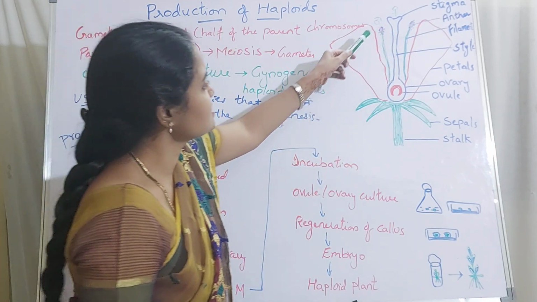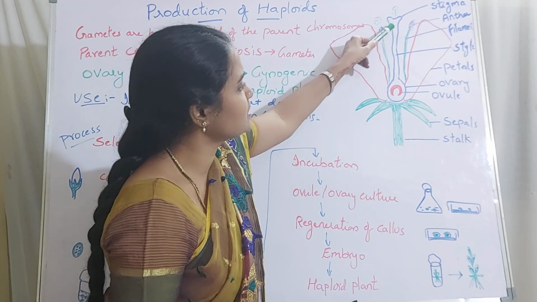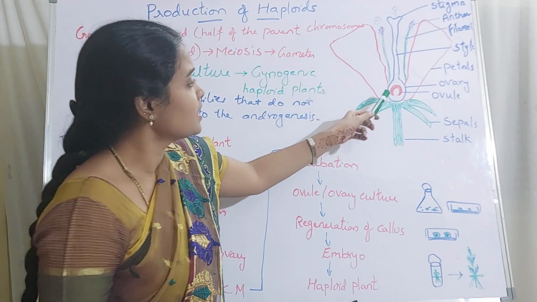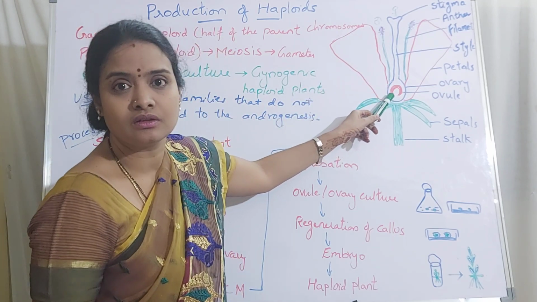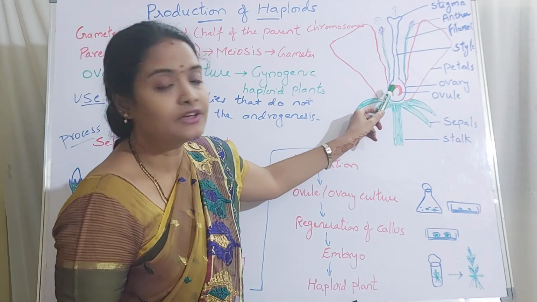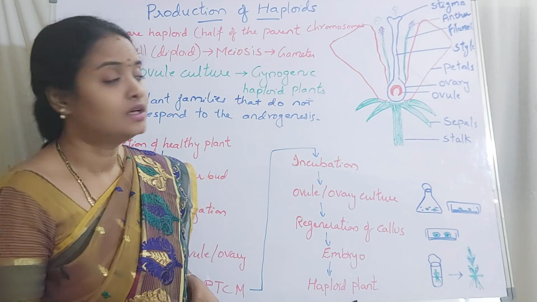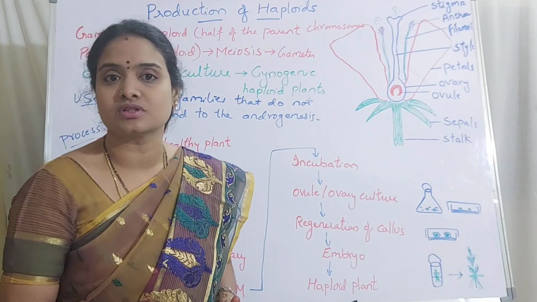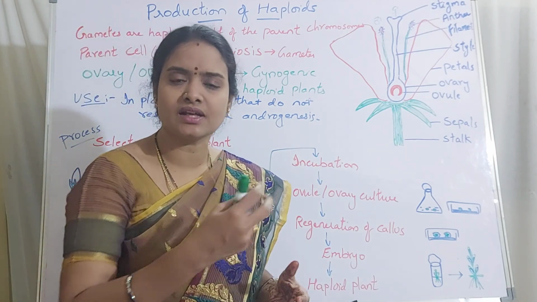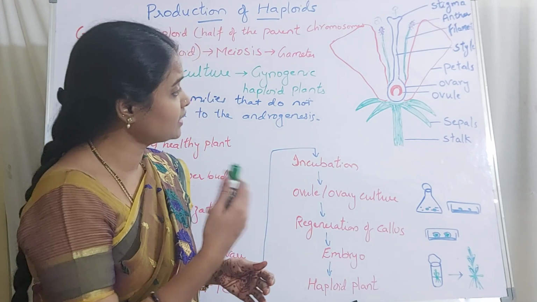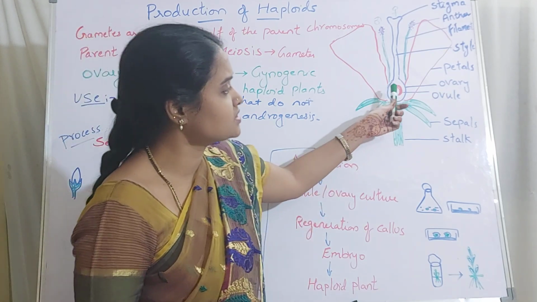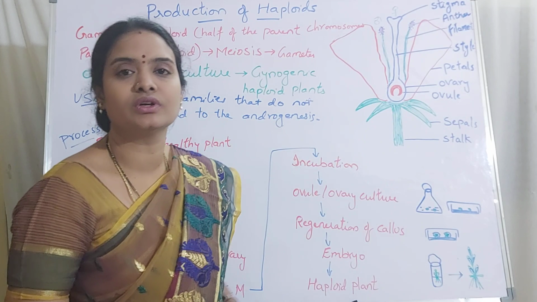Right? So what is the explant you are going to use from this gynecium? It is either the complete ovary or the ovules. If it is a single ovule, then you go for the ovary culture. If it consists of many ovules, like in case of pomegranate, it has many ovules, right? So in that case, you will collect the ovules and you go for the ovule culture.